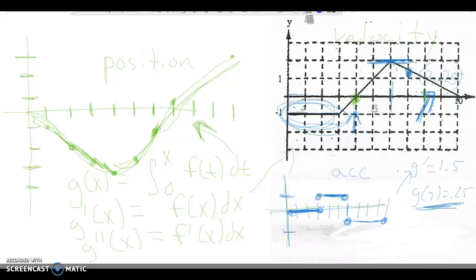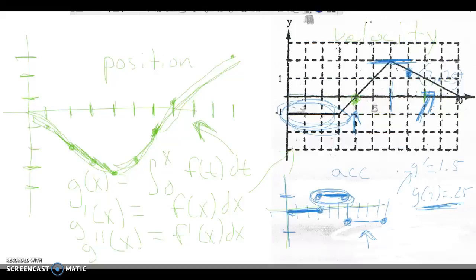So if you want to also look at concavity, this is neither concave up or concave down because it's not above the x-axis. This is above the x-axis, so it's concave up. This is concave down, right there.